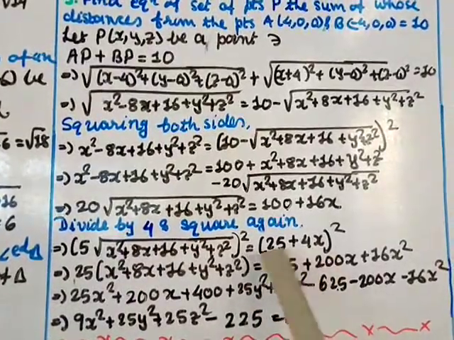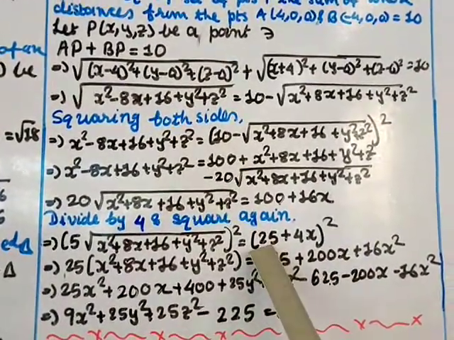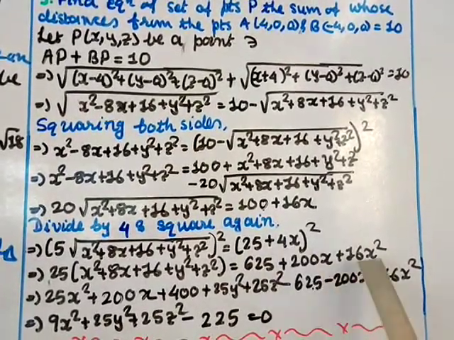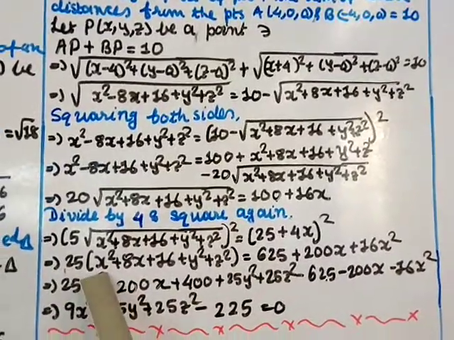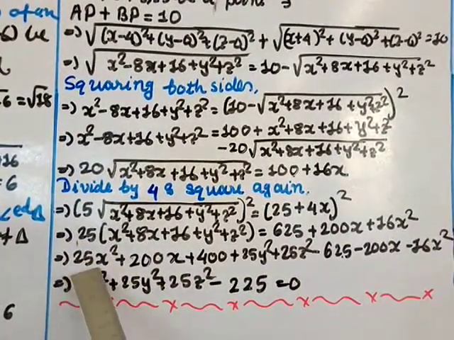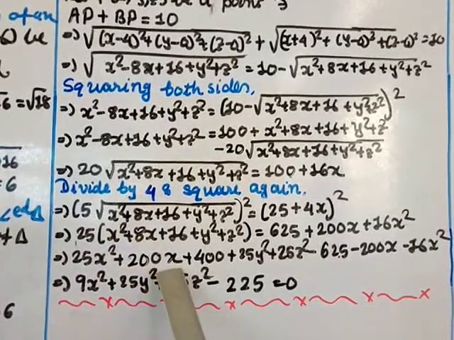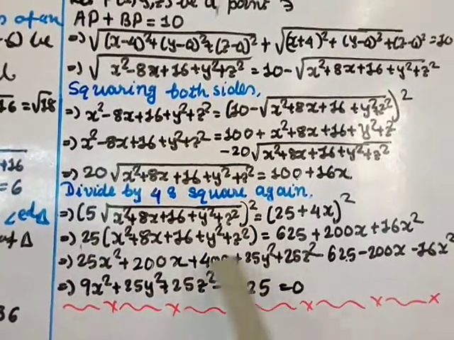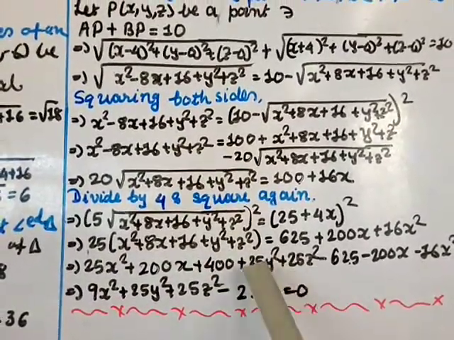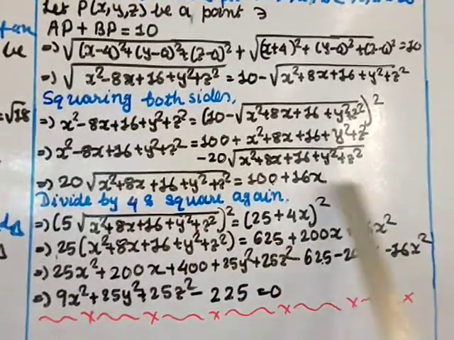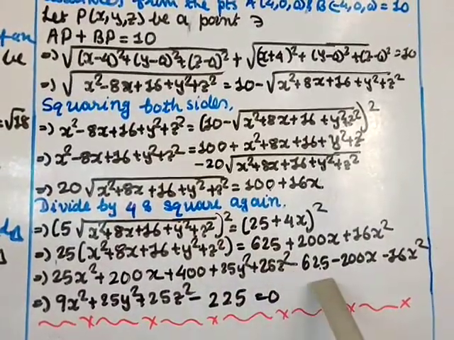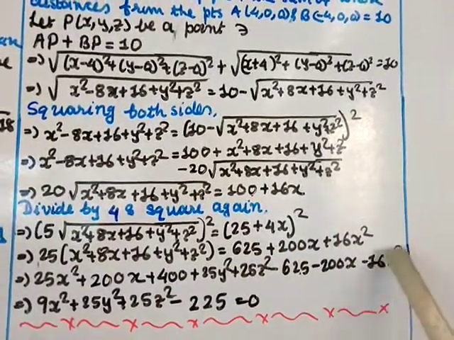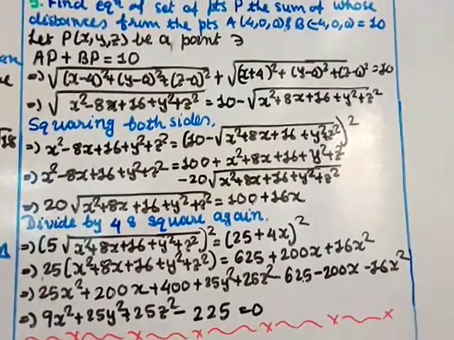Equal to this, you have to use (a plus b) whole square and expand. So 25 square is 625 plus 25 into 4 into 2 is 200x plus (4x) whole square is 16x square. This 25 multiply inside, so you get 25 into x is 25x square, this multiplication is plus 200x plus 25 into 16 is 400, plus 25 into z square and 25 into y square. The z square is here and y square is here, and all these terms I am transferring over here. So you get here minus 625, minus this one 200x, and this one minus 16x square, equal to 0. I have missed out 0, just write 0 here.